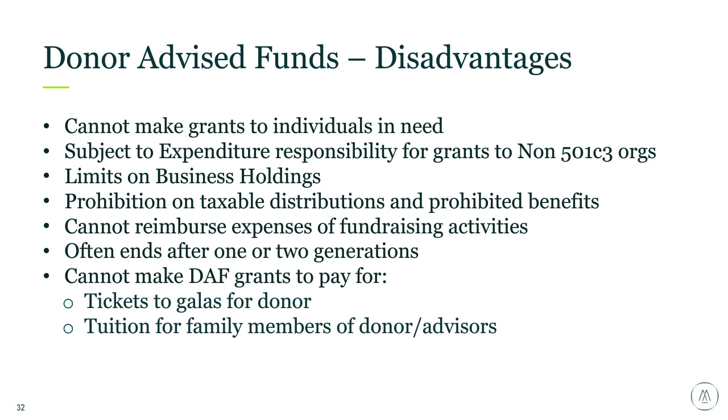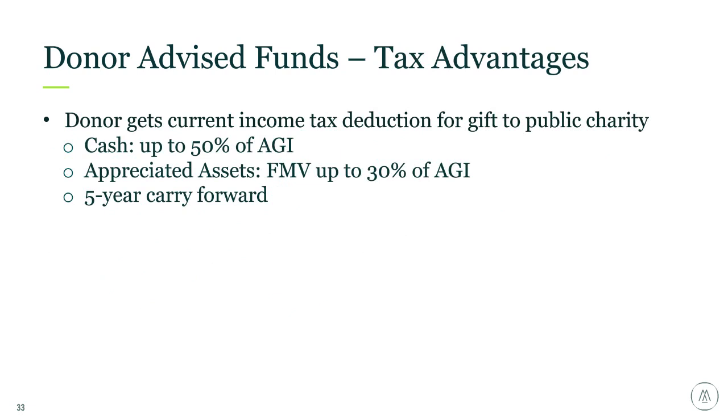Some tax advantages is you get up to 50% deduction. It's sort of like a 50% charitable organization in that respect. Appreciated assets enjoy fair market value up to 30%, and you also get the carry forward.